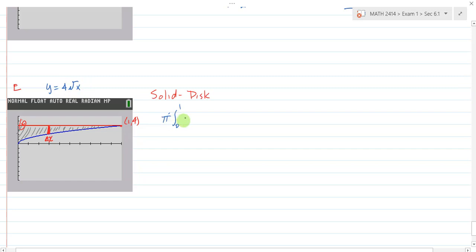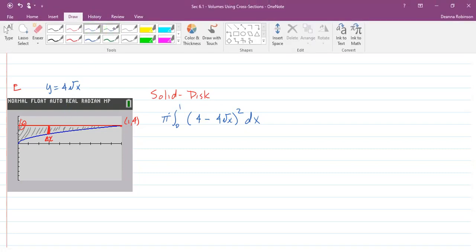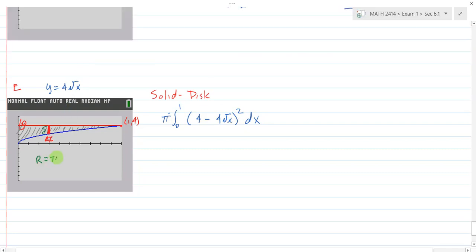So this is going to be the top function, which is 4, minus the bottom function, which is 4 square roots of x, squared dx. Remember, the length of this radius is equal to the top function minus the bottom function. The top of that function was y equals 4. The bottom was y equals 4 square roots of x. That's how we came up with our radius.